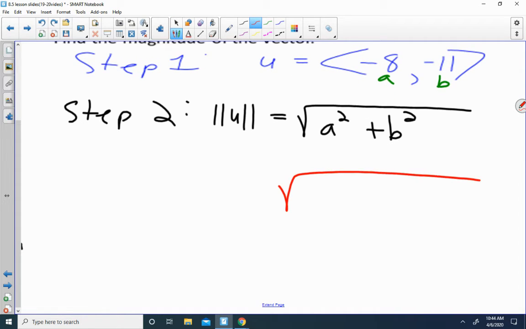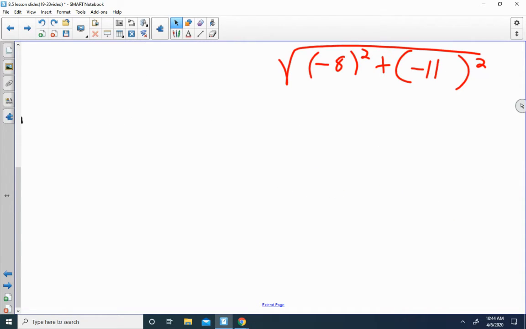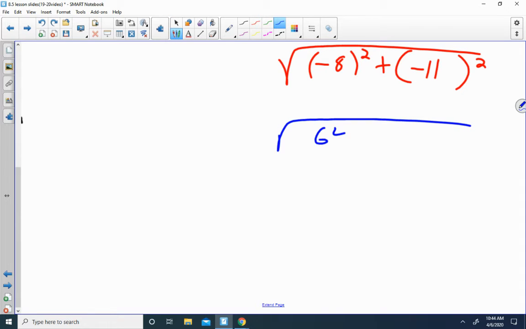So square root of a squared, which will be negative 8 squared, plus b squared, which will be negative 11 squared. Go from there. So negative 8 squared will give you 64, and then negative 11 squared will give you 121. Add those together, and that should give you 185 for your magnitude.